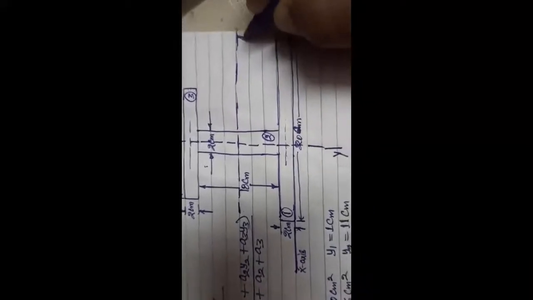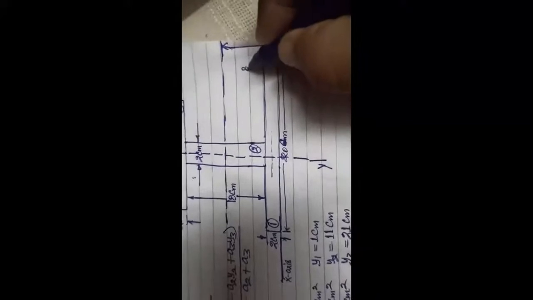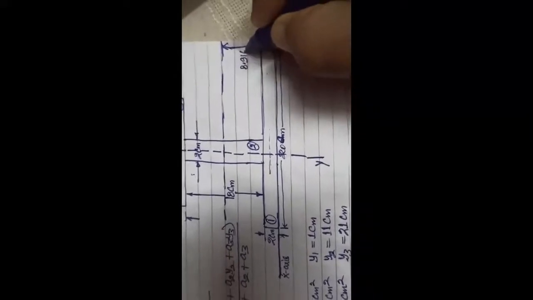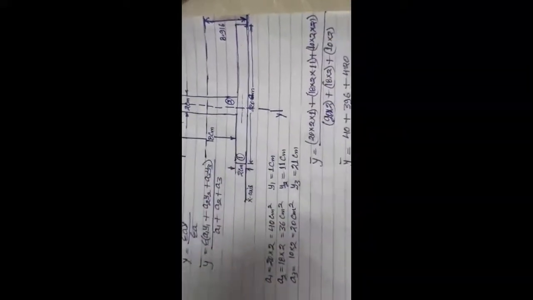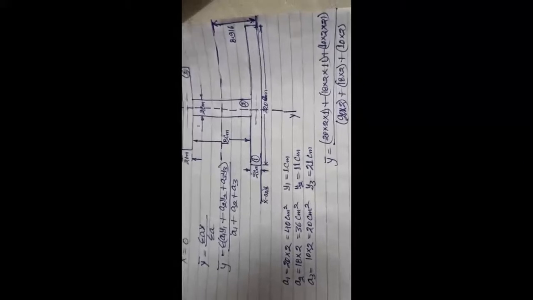And this distance from here to here will be 8.916. Now the centroid of this figure is this.